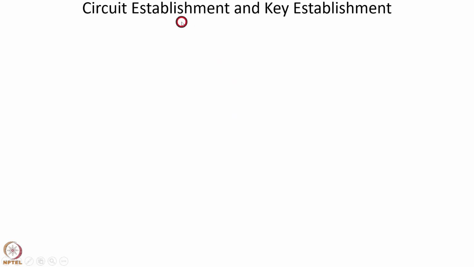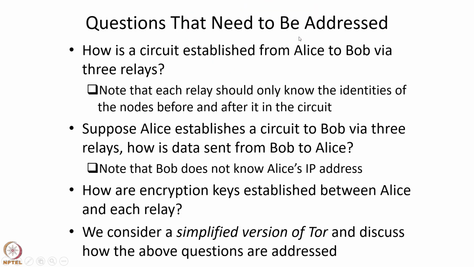So first we discuss circuit establishment and key establishment. That is, we will discuss how to address the first question, how is the circuit established from Alice to Bob via 3 relays, and how to address the third question. That is, how are encryption keys established between Alice and each relay.